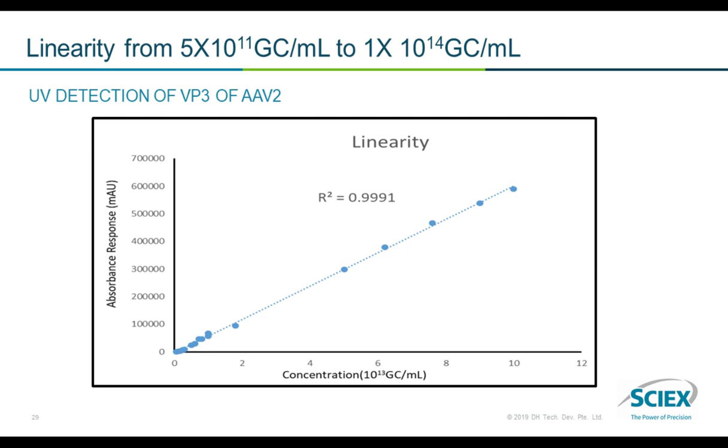And this is to show what kind of viral particles you need. So this is linearity, and this is just by UV, and we did determination for VP3. So you can get from 5 times 10 to the power of genome count per ml to 10 to the power of 14 genome count per ml. And as you can see, it's a very, very linear graph here. So you have a wider range just by UV. And if you use the LIF, your lower end will further expand there.